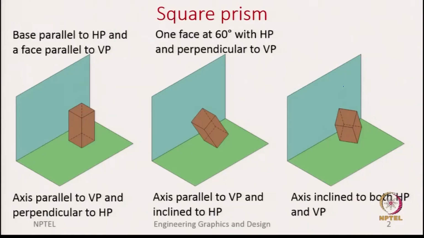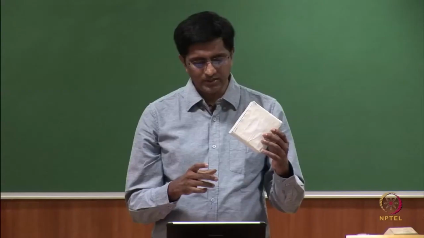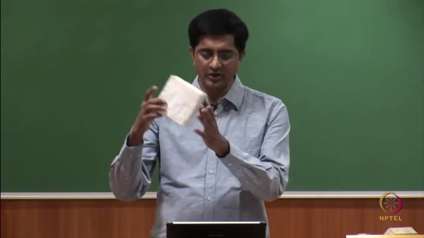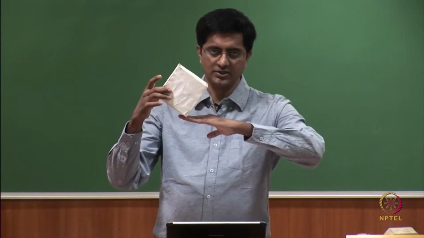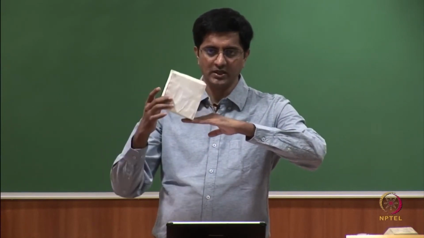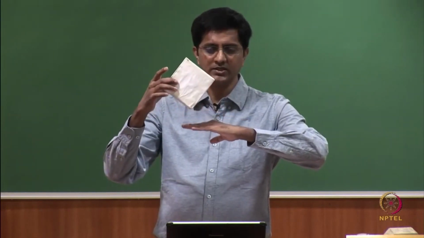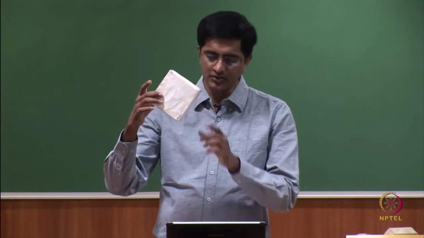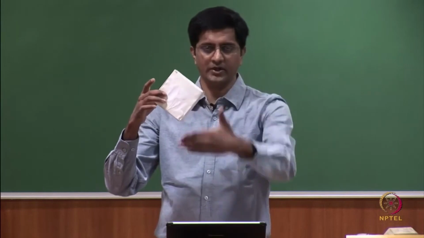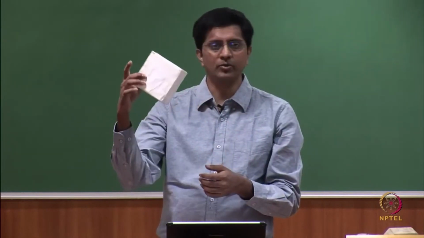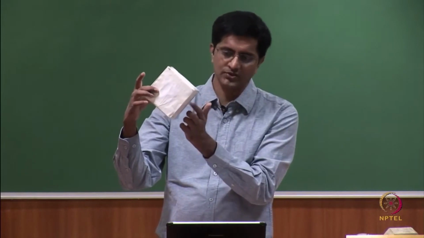Similarly, in the second orientation, how do I define this? One way of defining it is to say one face is at an angle of 60 degrees with the horizontal plane. So, let us say we are talking about this face. The angle between this face and the horizontal plane is 60 degrees. And the same face is perpendicular to the vertical plane. Okay. So, now we are able to define this orientation just using this face.